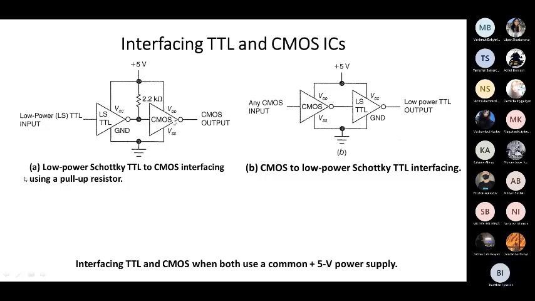So what's the difference here? This is CMOS to low power Schottky TTL interfacing. When we connect CMOS to low power Schottky TTL, you can see we do not need to use the pull-up resistor. Why? Because the voltage range is comparable. For this reason, you do not need a pull-up resistor here. But it is not the common case. Sometimes it is this simple, but mostly it's more complicated.